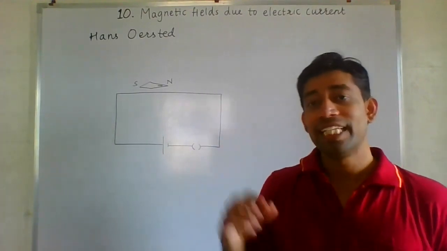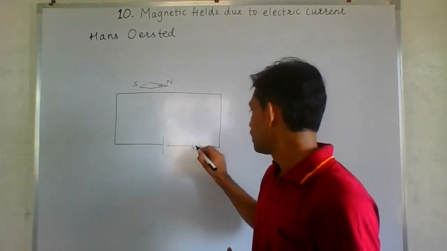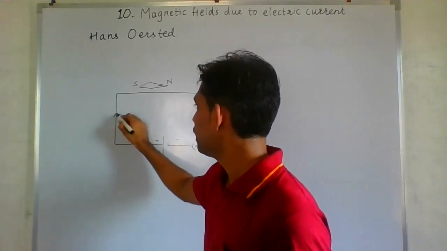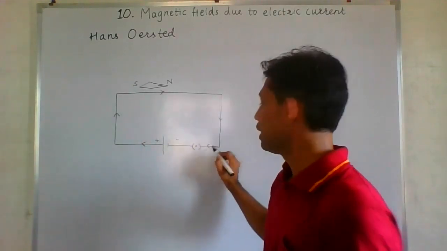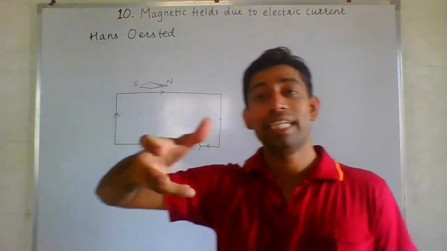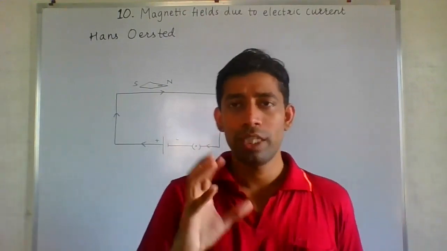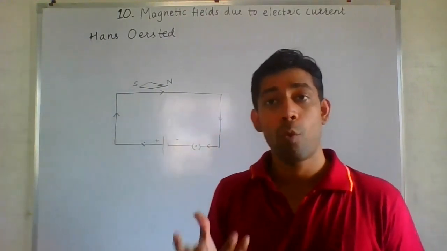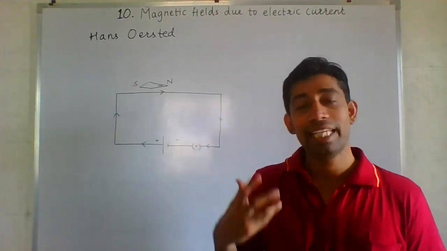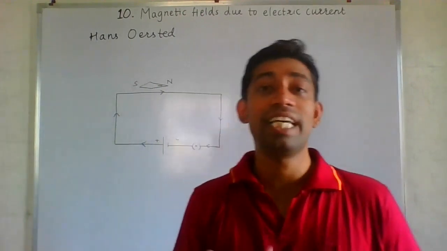So what was his observation? As soon as he inserted the key over here and started the current, the current flows from the positive terminal towards the negative terminal. As soon as he inserted the key, he observed that this magnetic needle got deflected. The magnetic needle turned, correct? So he thought, why did this happen? He tried to find out the answer, and he came to the conclusion that around the wire a magnetic field is also created.